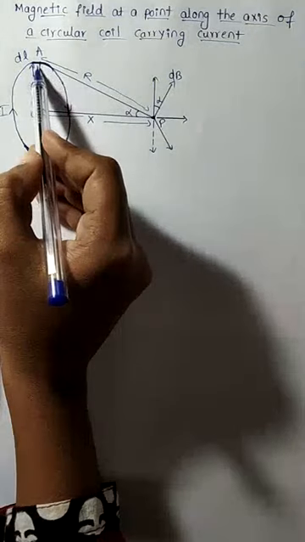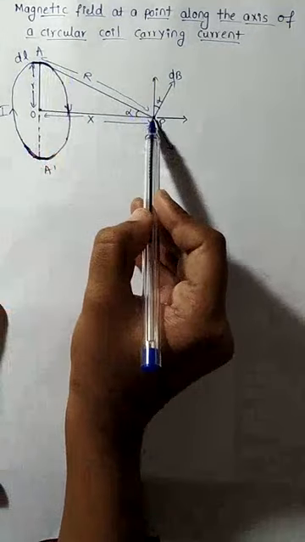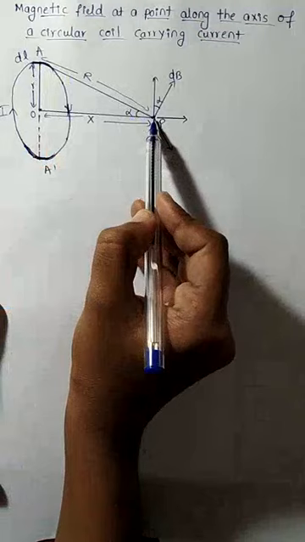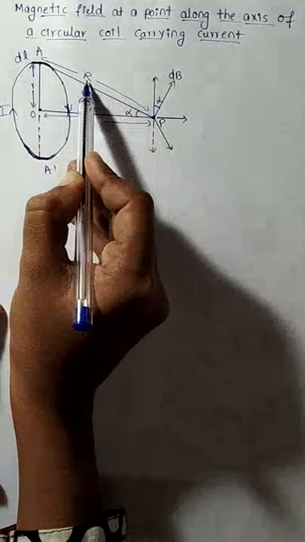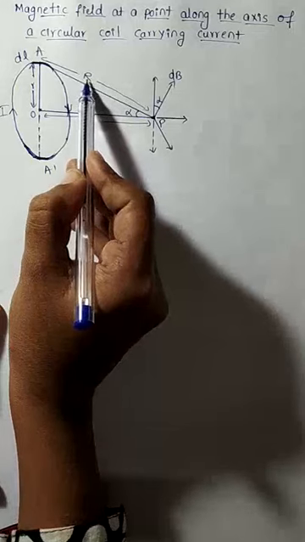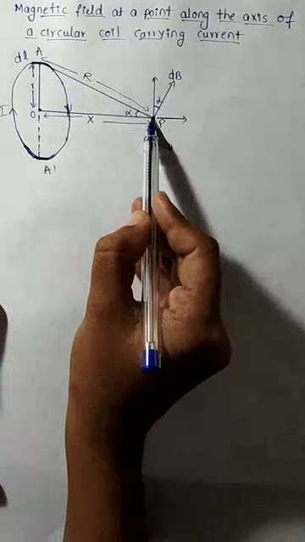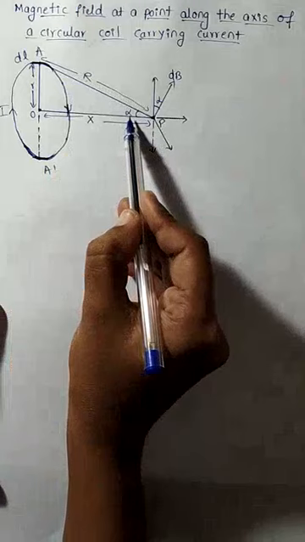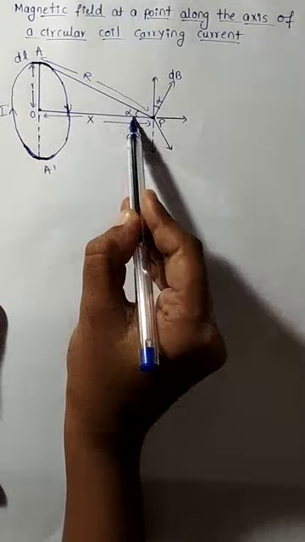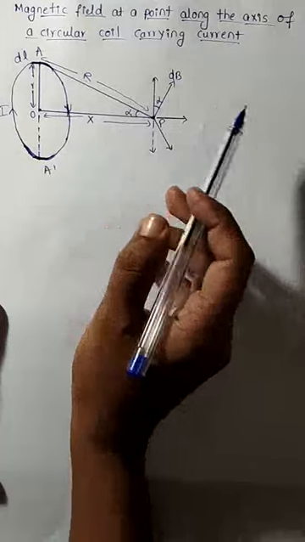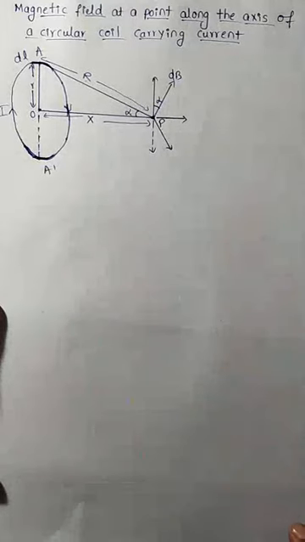Now we are joining the current element to the point P where we are finding the magnetic field. When we join, it has a certain distance, and that distance is r, and when it joins to the point P, it makes an angle with the axis of the circular coil, and that angle is alpha.